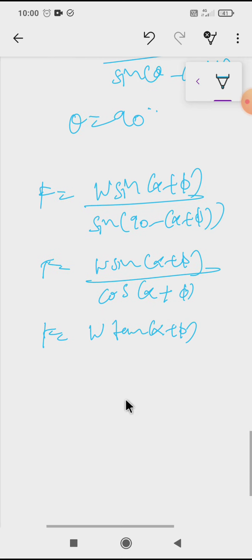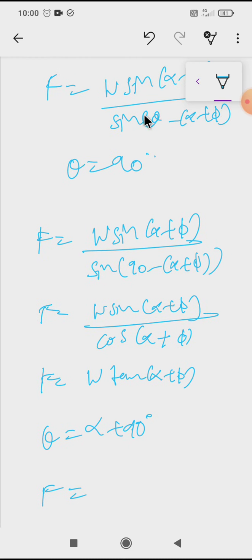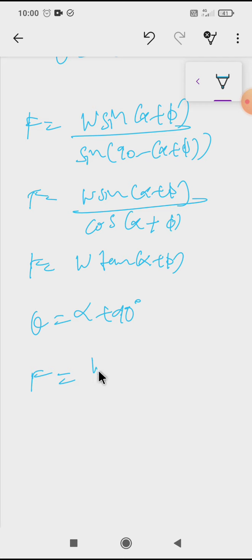If the force is applied parallel to the plane, that is 90 plus alpha, what will be the equation? If theta is equal to alpha plus 90 degrees, then instead of theta it will be alpha plus 90 degrees, so alpha gets cancelled, and we are left with W sine alpha plus phi divided by cos of 90 minus phi, so it will be cos phi.